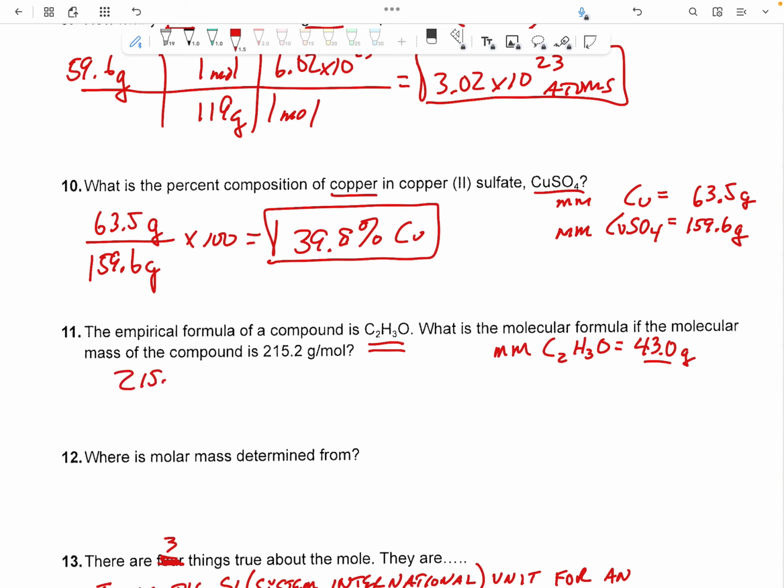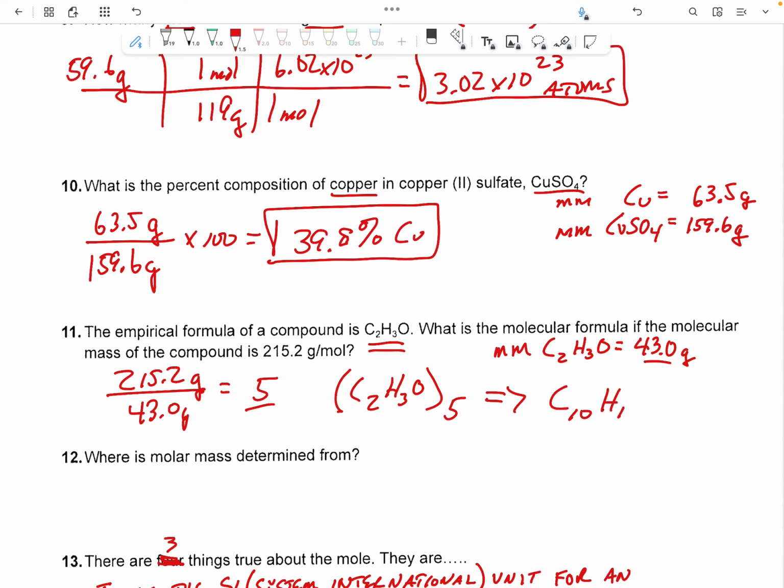So 215.2 grams divided by 43 grams, okay? And that's going to be 5. So we can take this number and go back to our empirical formula, C2H3O, and multiply everything in there by 5. When we do that, the C2 now becomes C10, the H3 becomes H15, and the O becomes O5. And there is our molecular formula.